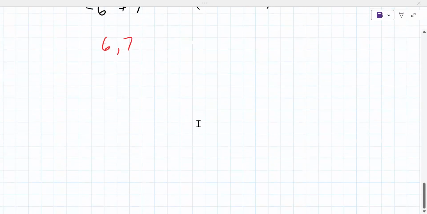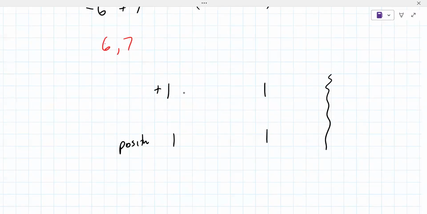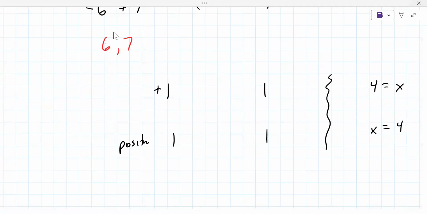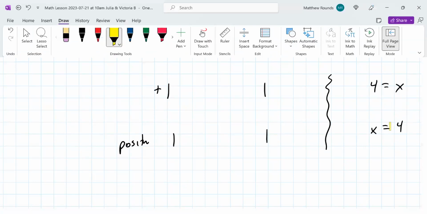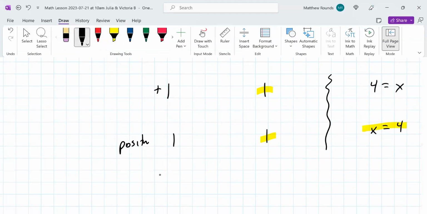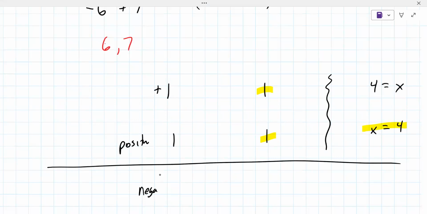Okay, I see what you're saying. You're kind of asking two things: do I write +1 and say +1, or do I just write 1 and say 1? It's like that whole 4 equals X versus X equals 4. They're both correct, but just saying the number is preferred. You only give the sign when it's -1.